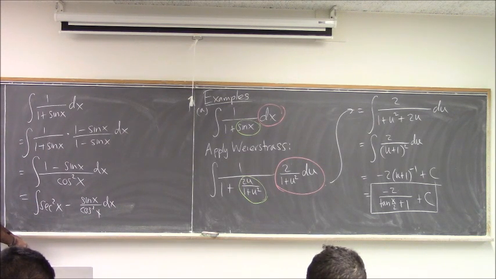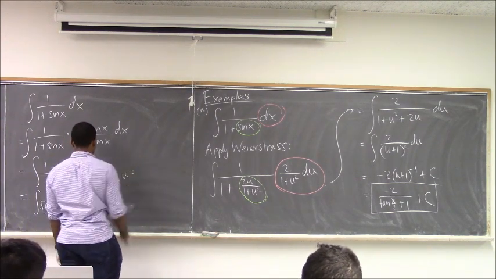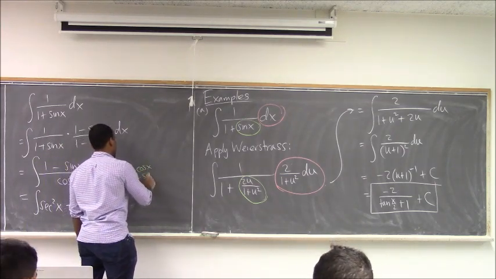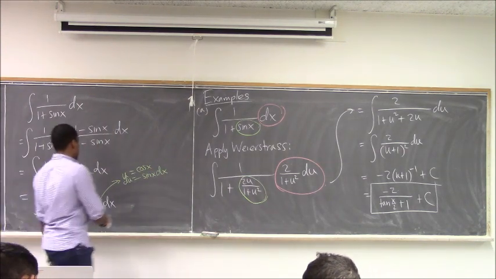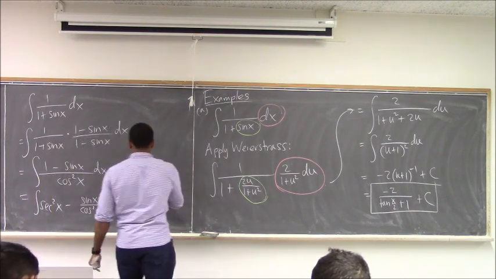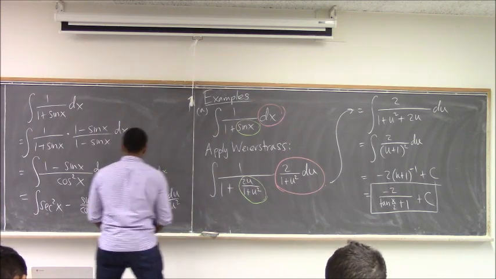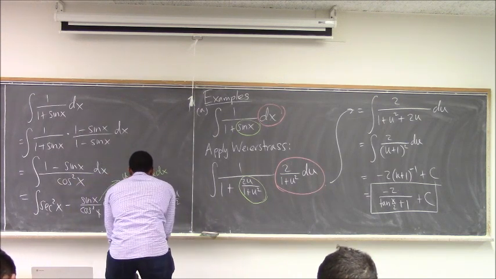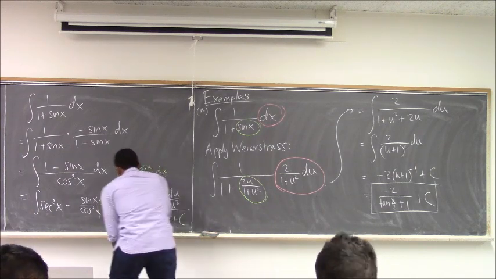What about that one? Right, you can do u equals cosine x. Your du is going to be minus sine x dx. So this is going to be equal to tangent x, which is the integral of the secant squared, plus the integral of du over u squared. So you have tangent x minus 1 over u, which is cosine. So you could also do that.